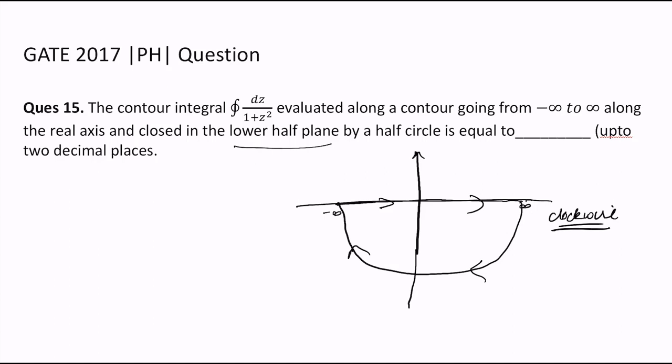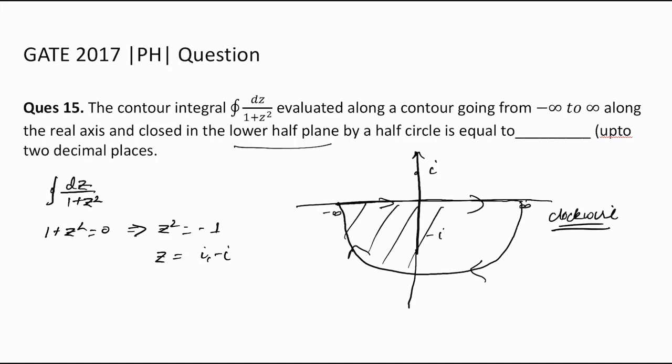Now the integral which we need to evaluate is dz upon 1 plus z square. The first thing is to find the poles. So we equate the denominator to 0, which will give us z square is equal to minus 1, and hence z is equal to iota and minus iota. Now iota is lying outside this semicircle, so this pole would not contribute to this integral, and the only pole whose residue will contribute to this integral is minus iota.